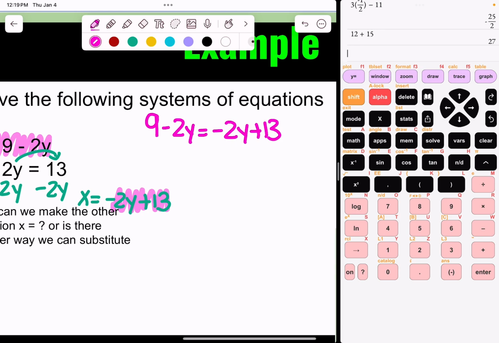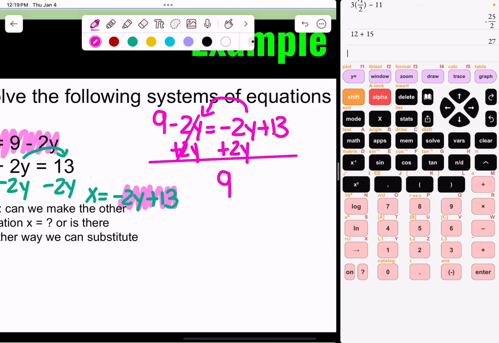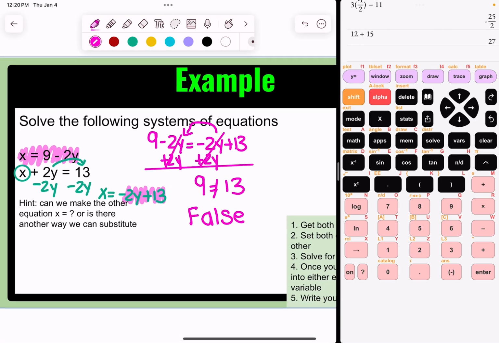All right, I want to get that 2y to be on the left side, so I'm going to add 2y to both sides. Negative 2y plus 2y is 0. So that crosses off, and negative 2y plus 2y is 0. So 9 equals 13? I don't think so. That's false. So when you end up with no variable and a false statement, we say no solution.